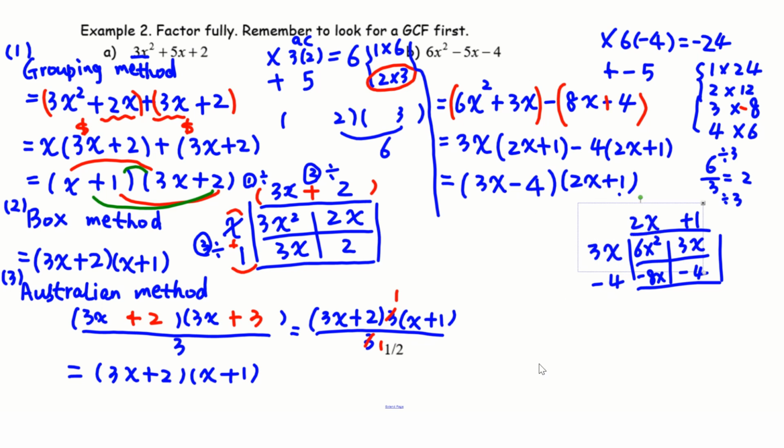So it's done. And for the Australian method, you just take the ax, a is 6, repeated 3 times. Then the two numbers you found, just put in the bracket.